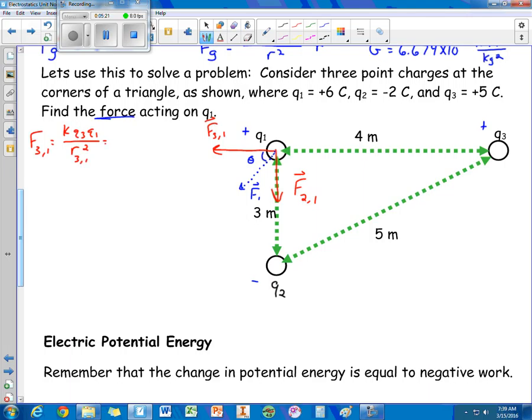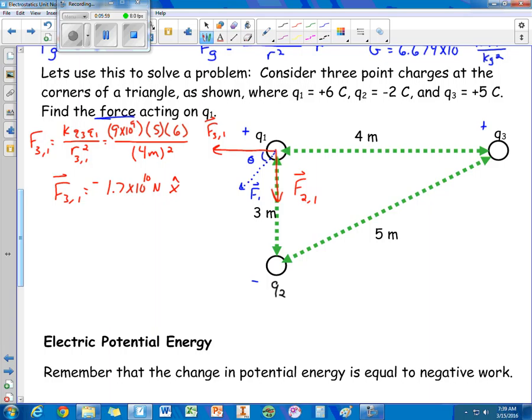So that's going to be 9 billion times, now particle 3 had a charge of 5 coulombs. Particle 1 has a charge of 6 coulombs, divided by a distance of 4 meters. And then I have to square that. So this will be 1.7 times 10 to the 10th newtons. And I see that's moving in the negative x direction.